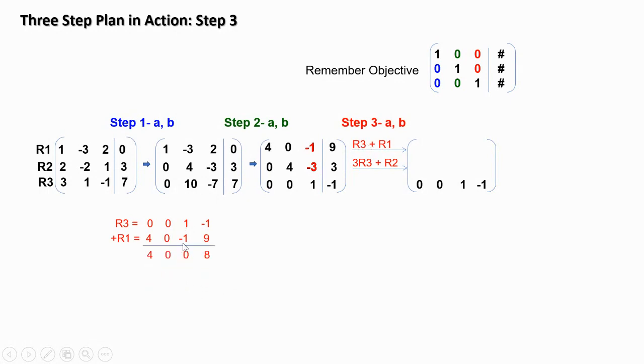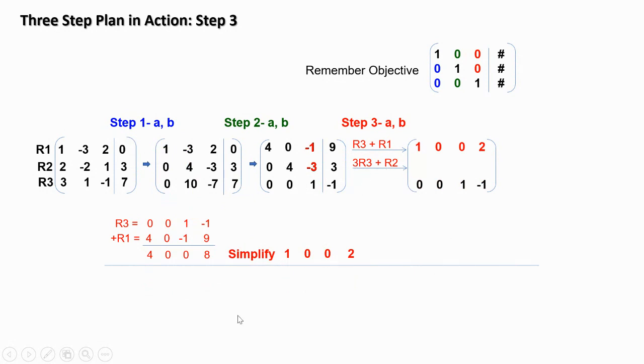Right, so if we add row 3 plus row 1, 4, 0, 0, 8, right? And can we simplify? Sure we can. So we divide everything by 4. We get 1, 0, 0, 2. That will guarantee you that you only use 3 matrices. So that becomes my new row 1.